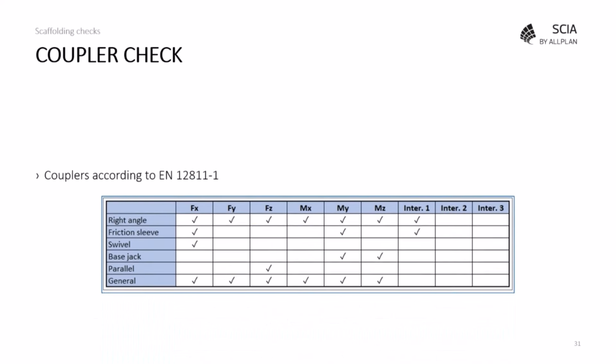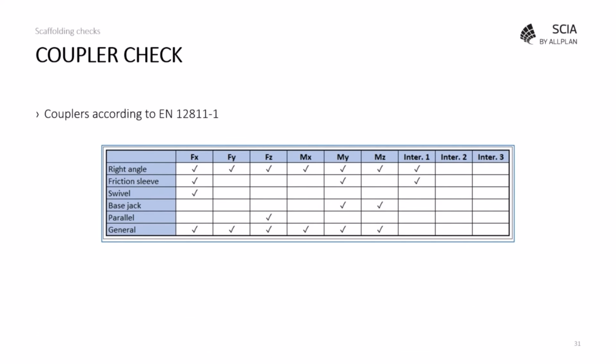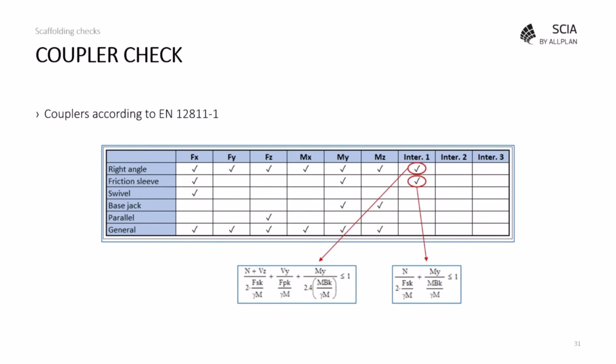Then we have the coupler checks. We have the couplers according to the scaffold code. So those are the ones that we saw earlier, the right angles and so on. You can see that for the right angle and the friction sleeve, the scaffold code mentions an interaction check. So we applied those as well, as you can see here. Note that for the general couplers, so those are the ones that you implement yourself, you cannot have interaction checks, because you cannot enter the formulas for it.